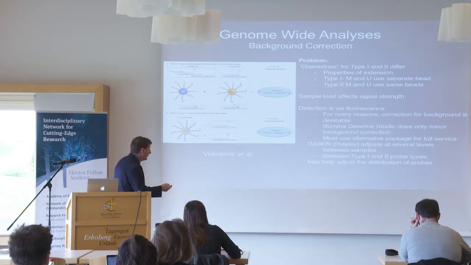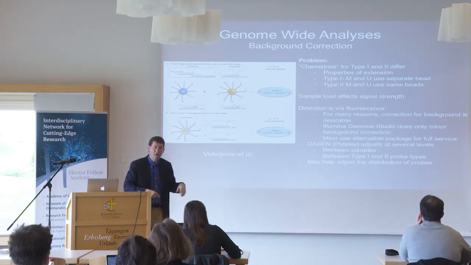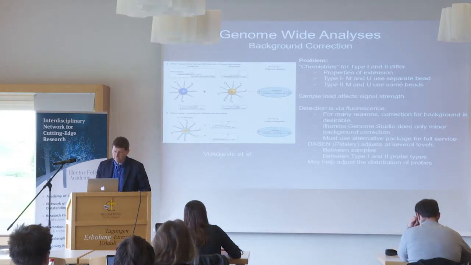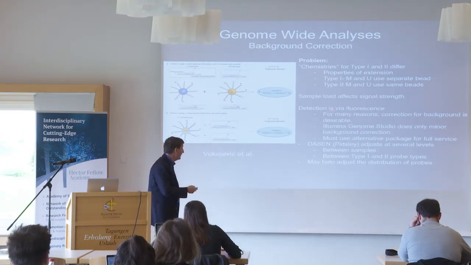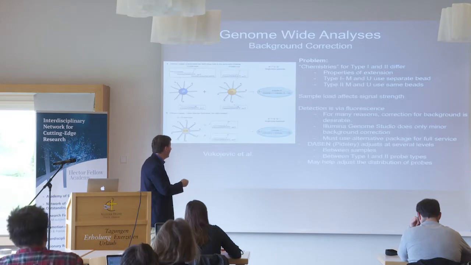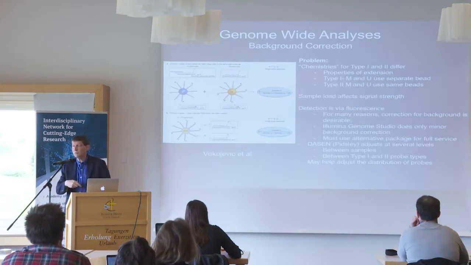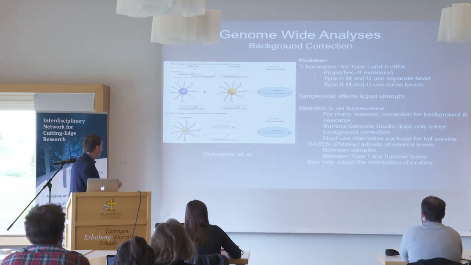Now, a note of caution. What I'm going to tell you about is important. You're not going to get published unless you do it. However, Illumina does not state that any of these steps are necessary, and I've analyzed the data both ways, and it comes out roughly similar. So the first thing we have to do when we analyze our data is correct for the greater background of the type 2 probes. So with respect to samples and across arrays, we simply add the background fluorescence of the type 2 probes to the type 1.